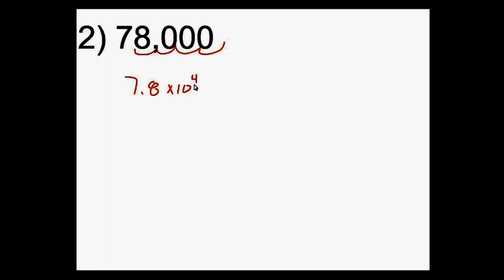Guys, why don't you press the pause button and try to express this in scientific notation. I'm going to express it in scientific notation for you, but press pause before I get to my answer. 78,000 expressed in scientific notation is going to be 1, 2, 3, 4. I've moved it 4 places. And so it's going to be 7.8 times 10 to the 4th. There is no decimal point at the very end over here, so I don't need to include it or those zeros in my answer.